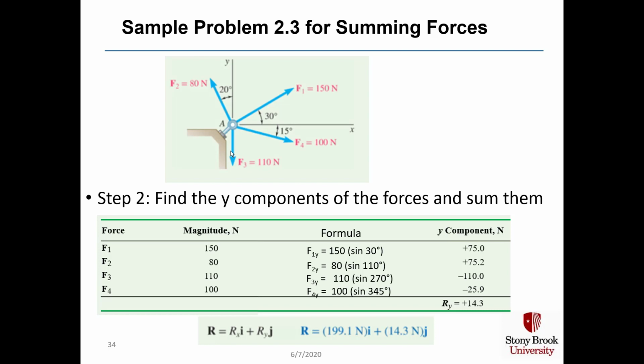And for F4, we take 100 and multiply it by sine 345 degrees, knowing that sine 345 degrees is a negative number, and that y component comes out to minus 25.9. Algebraically add up the four values in the right-hand column, and we get R sub y is 14.3 newtons, which means that force R is 199.1 newtons, which was our x component, times i, plus 14.3 newtons times j.